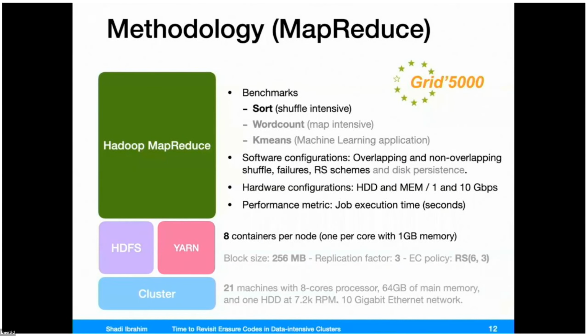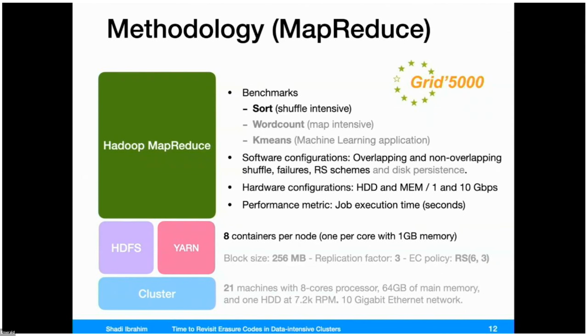Now we are ready to move to the MapReduce experiments. We used the same setup as for HDFS. We deployed Yarn as a resource manager, and we configured it to run 8 containers per node. These containers are used to run the map and reduce tasks. We used 3 representative benchmarks to evaluate the performance of data-intensive jobs. However, in this talk, I will focus on the sort application.